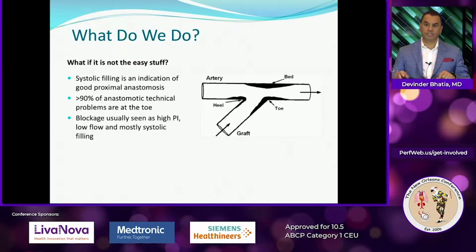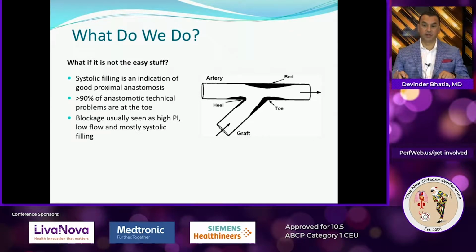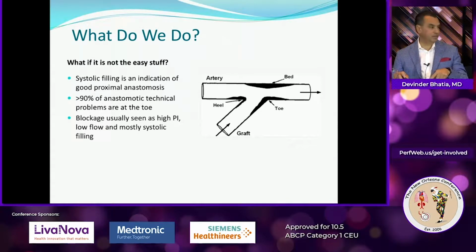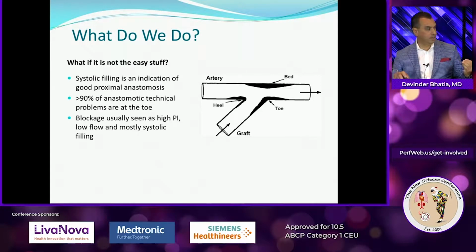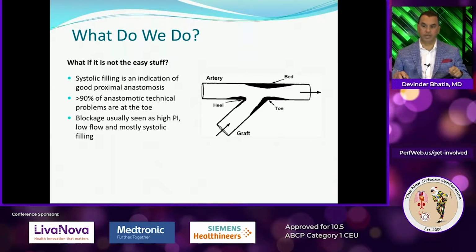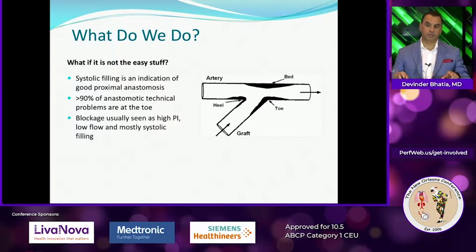So what if it's not the easy stuff? What if it's really the hard stuff, meaning the anastomotic? Greater than 90% of the anastomotic technical problems are at the toe. We know that, right? So it's easy. You can't miss on the side usually because it's not going to affect outflow. And the heel doesn't matter as much, but the toe end matters because that's where the distal flow goes. And so if you have a stitch at the toe portion, you will see a high pulsatility index, very low flow, and mostly systolic filling.